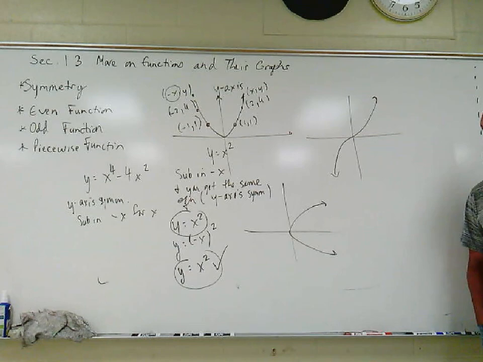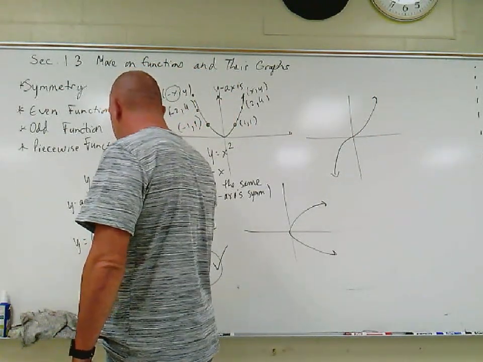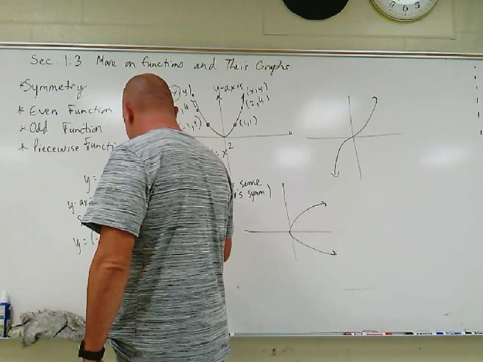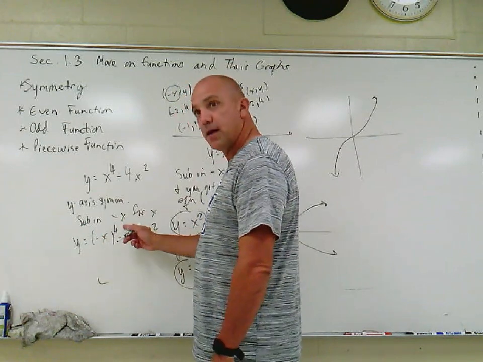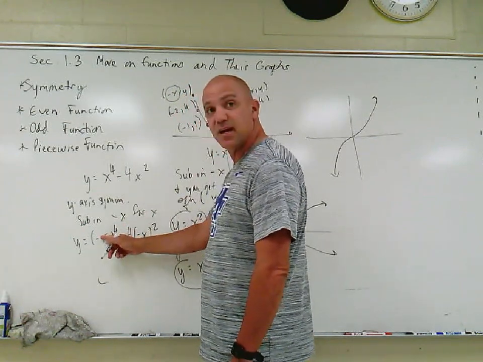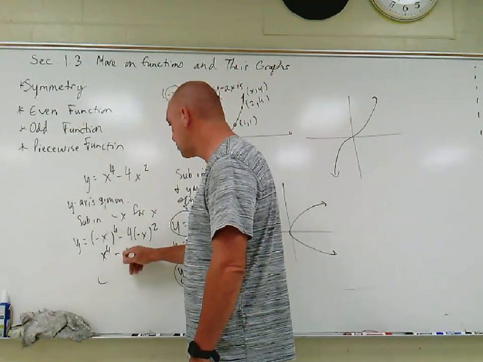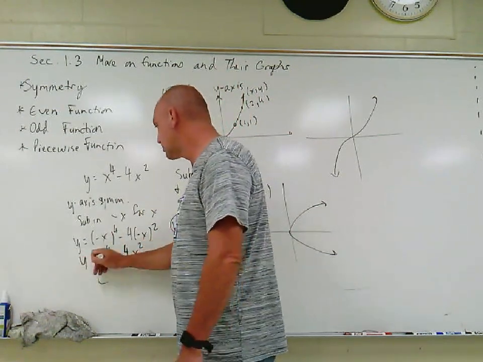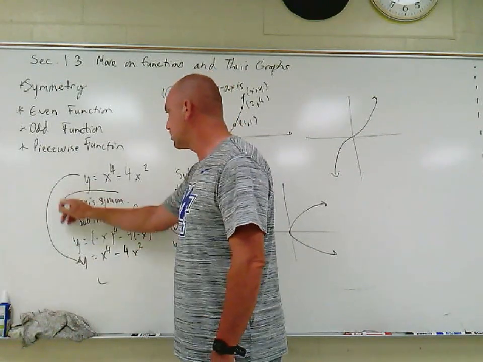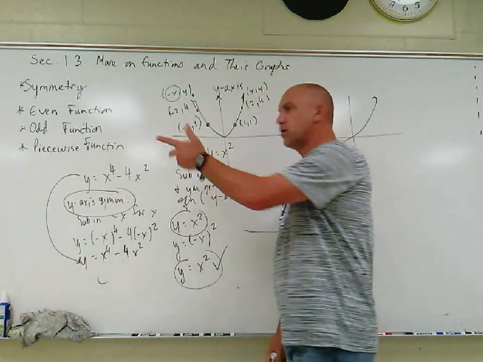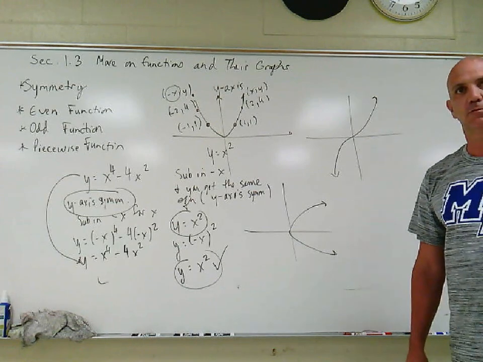Okay, so what happened? Wherever you see an x, you put a negative x, right? A negative x to the fourth power, anytime you raise a negative to an even power, it comes out what? Positive, so you get x to the fourth minus 4 times x squared. You have the same equation that you started with, therefore it has y-axis symmetry. Anybody know what this graph looks like for plus 500, minus 500 points?